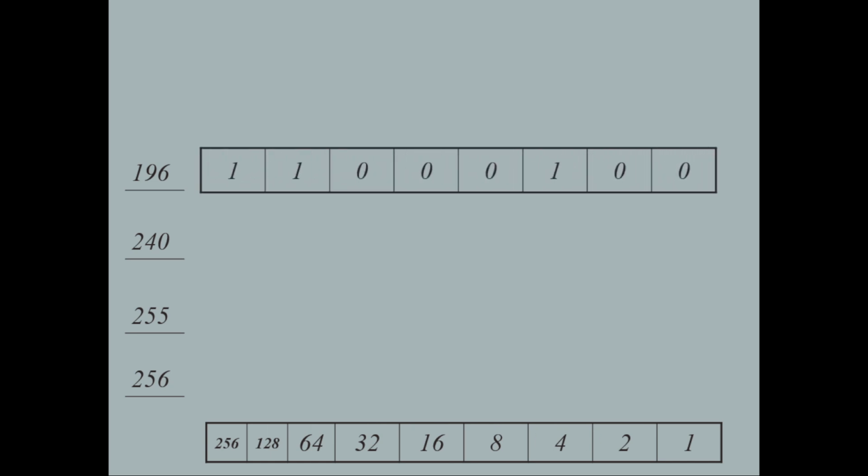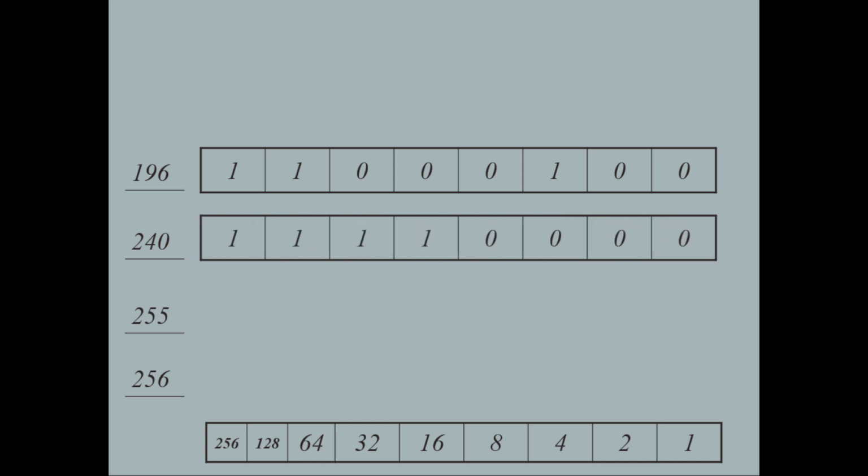So 196 is this. Now 240 is kind of a special magic number when we talk about computers, because of the way it converts to binary. The first four numbers are ones. The second four numbers are 0. So you'll see this in subnet masking and other special situations because of the way it converts to binary.